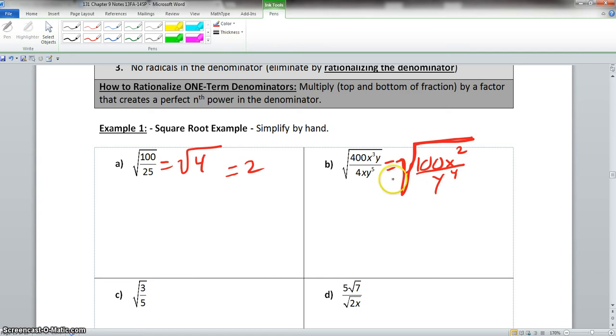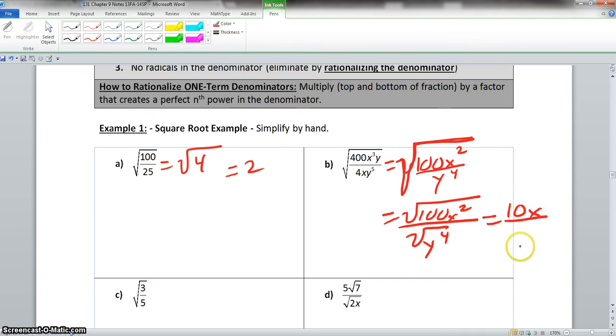So now we look here. The square root, we could break this up as the square root of 100x squared over the square root of y to the 4th. The square root of 100 is 10. The square root of x squared is x. And the square root of y to the 4th is y squared.